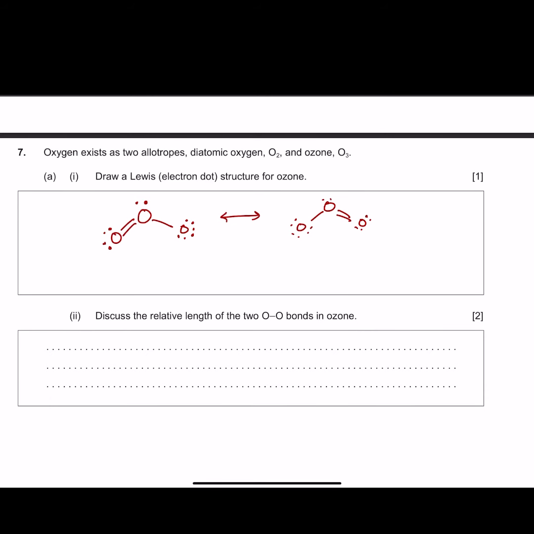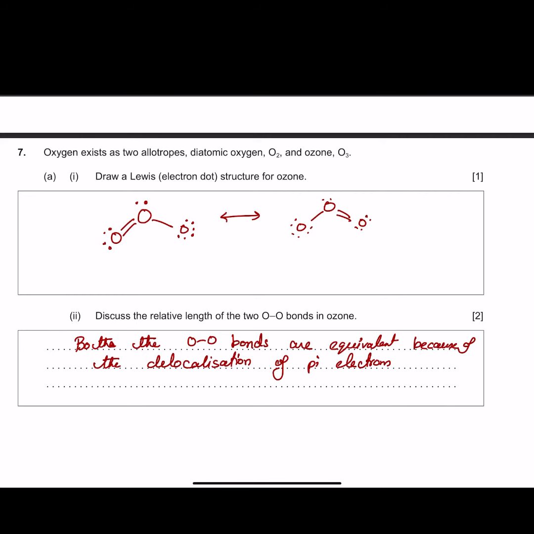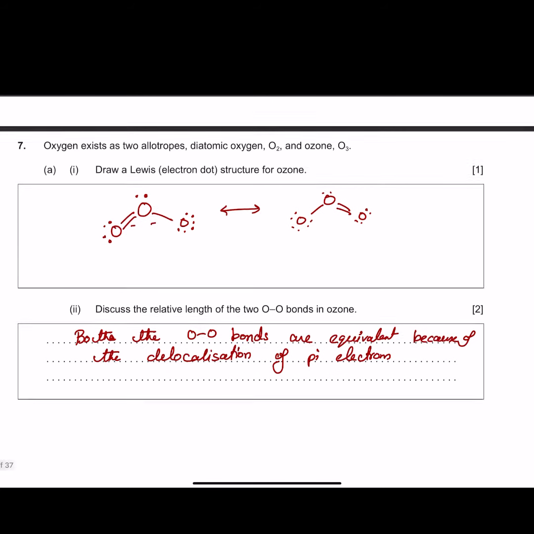So what is the relative length of the 2 O-O bonds in ozone? The answer is both the bonds are equal in length due to the delocalization of electrons. Both the O-O bonds are equivalent because of the delocalization of electrons. Or we can also say delocalization of pi electrons, because technically the pi bond is shifting between here and here.